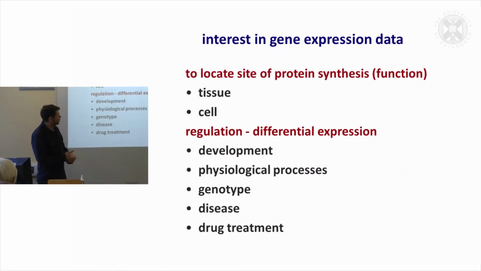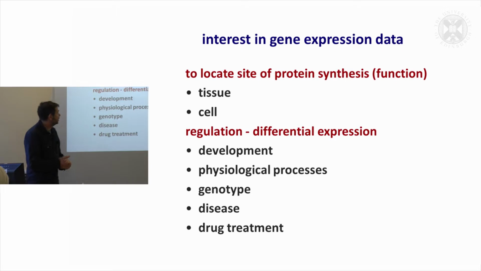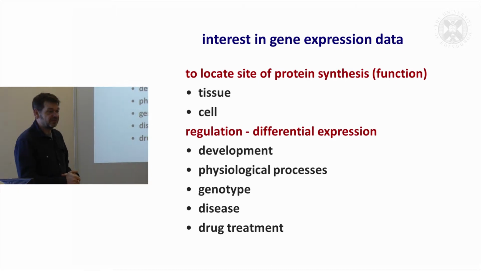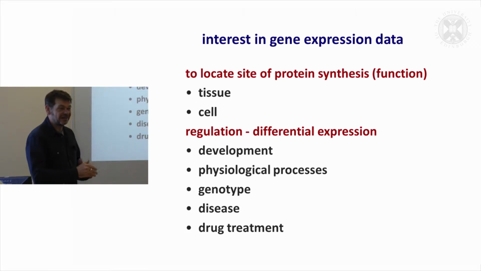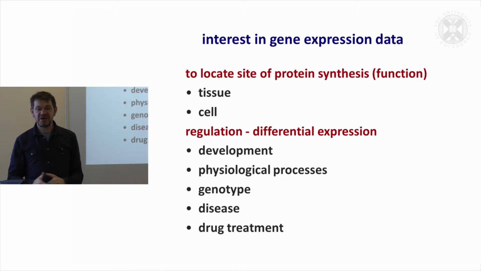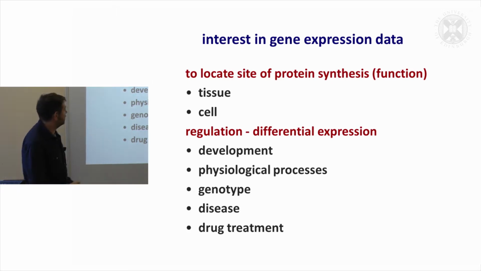There are lots of reasons why we might want to do a gene expression study. If you know where a gene's expressed, you might know something about what it does. A gene only expressed in the eye probably has something to do with vision. Some genes are not so informative by their expression. They're expressed everywhere, so it doesn't really tell you what they might do.